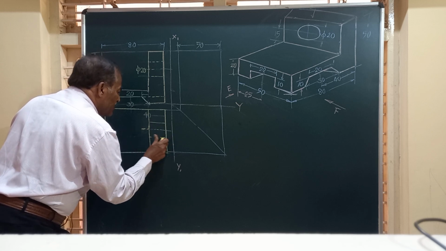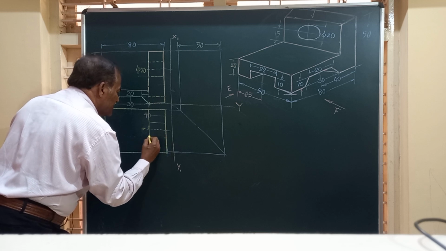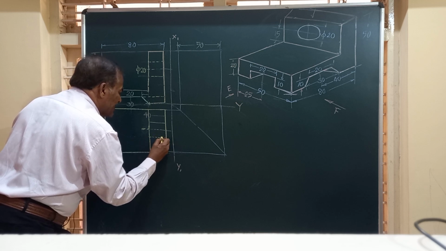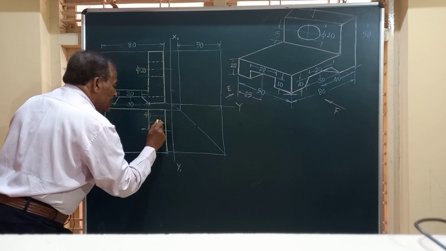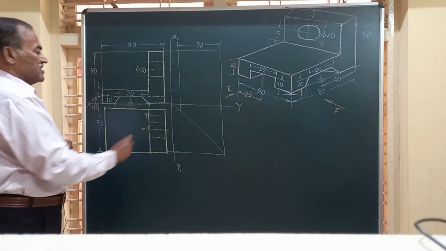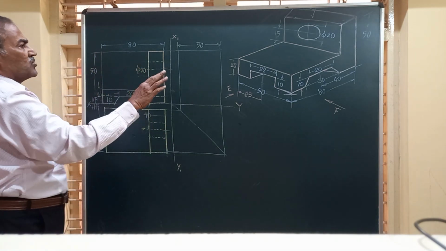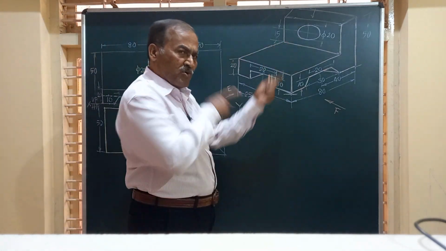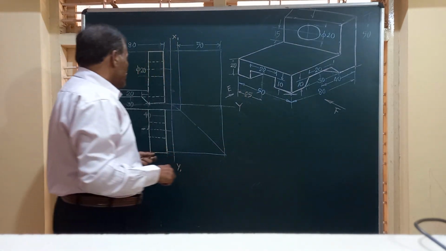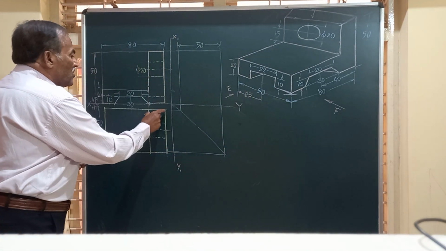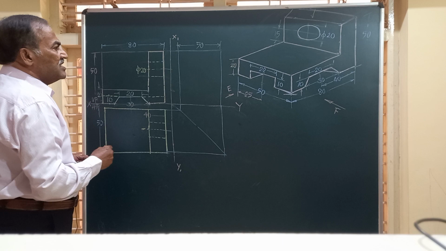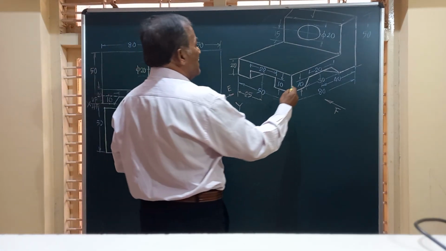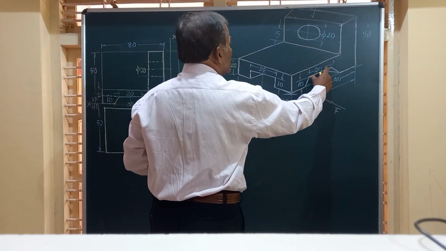It is not visible, so we have to show it compulsorily by a dotted line. That is to show that there is a hole drilled. This hole diameter and this hole diameter will be same. And this hole can be seen only in the end view. That I am going to do later on. Friends, we have got this slot, we have got the rectangle.